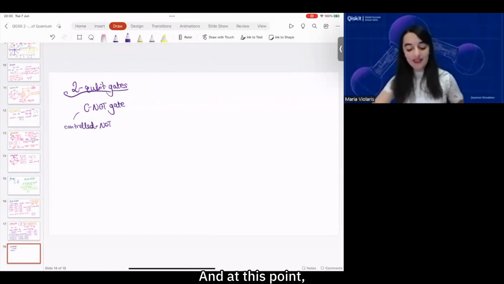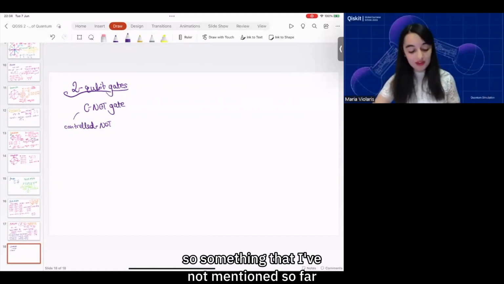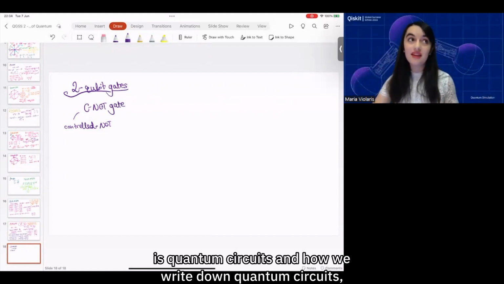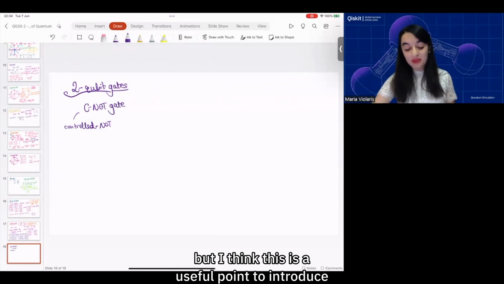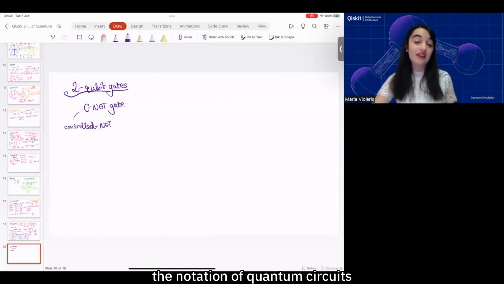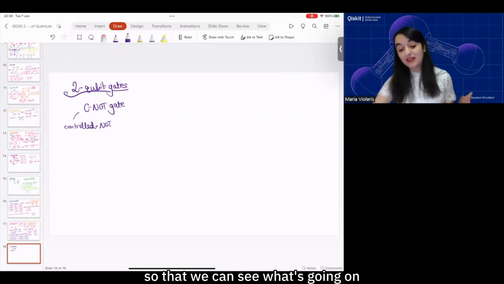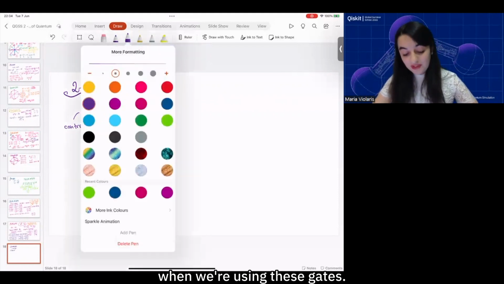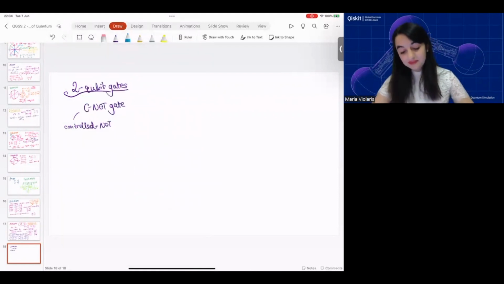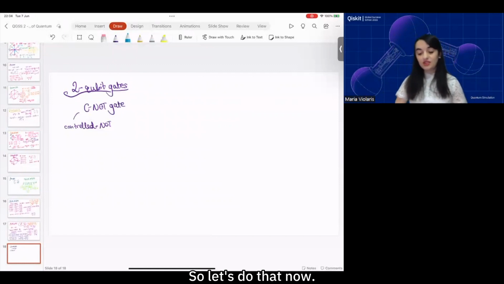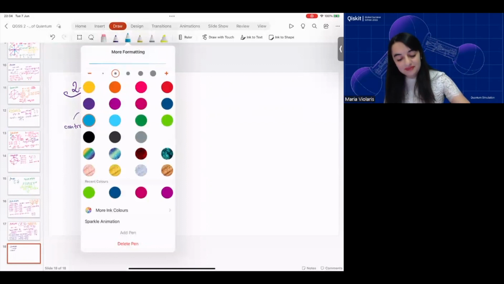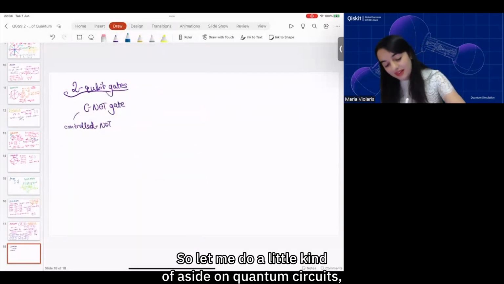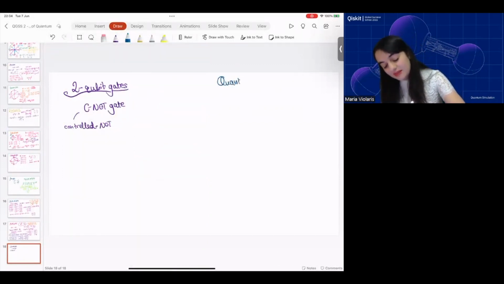And at this point, something that I've not mentioned so far is quantum circuits and how we write them down. But I think this is a useful point to introduce the notation of quantum circuits so that we can see what's going on when we're using these gates. So let's do that now. So let me do a little aside on quantum circuits.